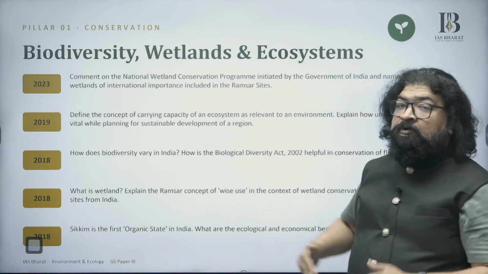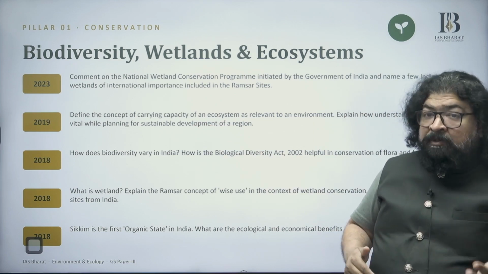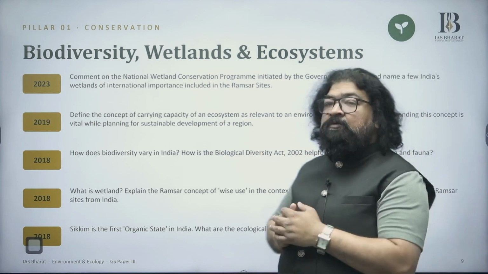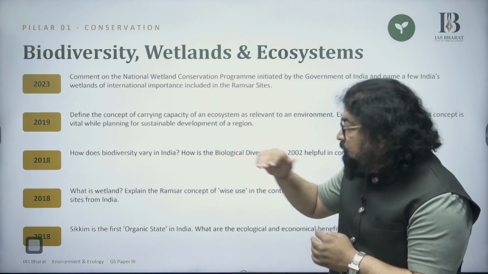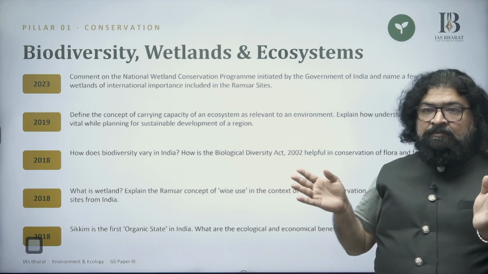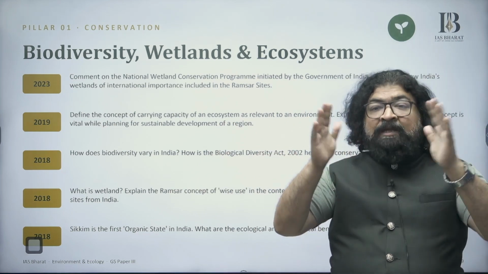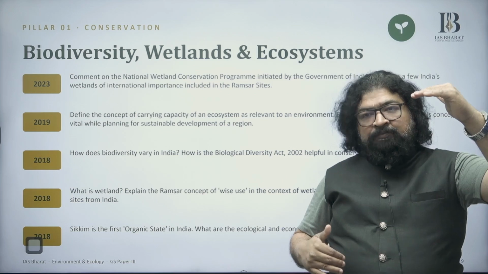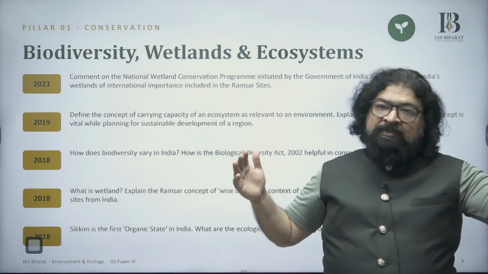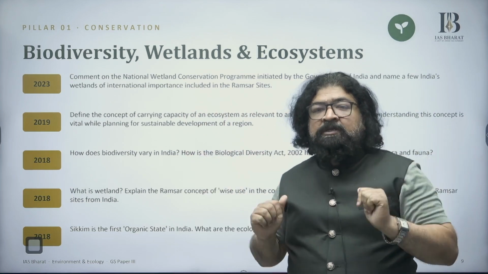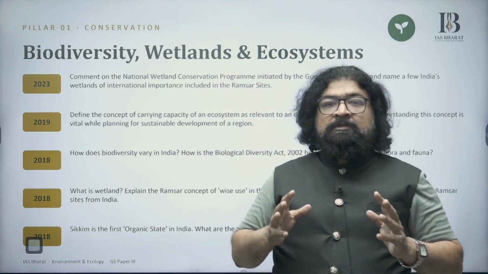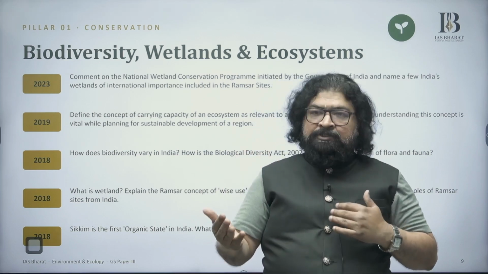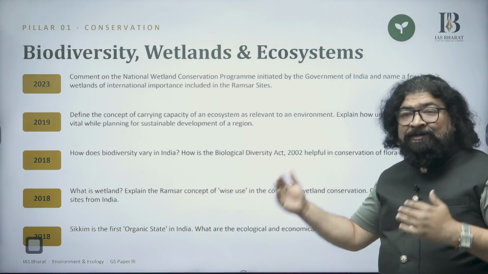2019, define the concept of carrying capacity from the sustainable development point of view. Explain how understanding this concept is very vital for sustainable development. 2018, how does biodiversity vary in India? India geographically is very diverse, right from the Himalayas till the south, Western Ghats. Then if you look at northeastern India, then Gujarat and Maharashtra, we have a very diverse kind of climate, vegetation, and at the same time landscape and geography. Similarly, our biodiversity also changes. So the question was asked, how does biodiversity vary in India?